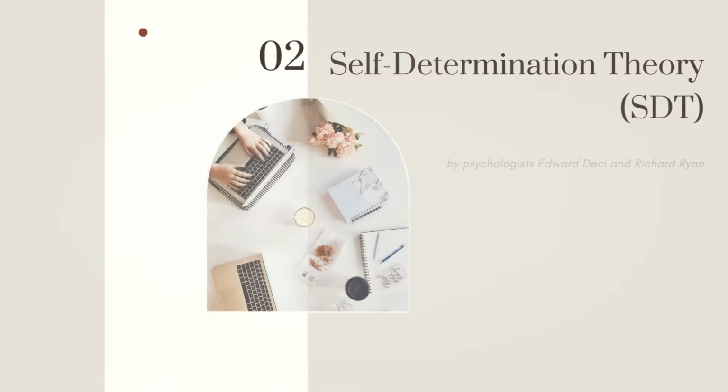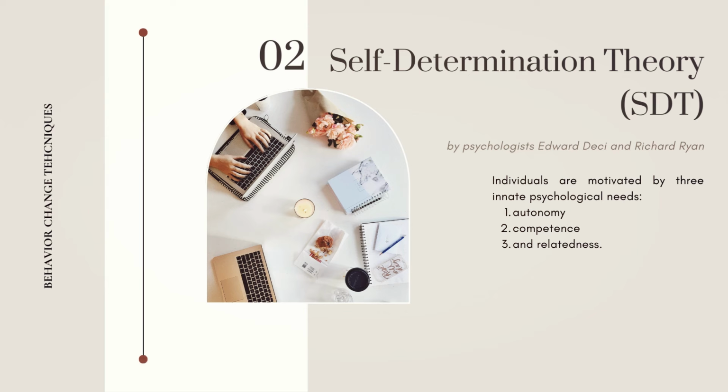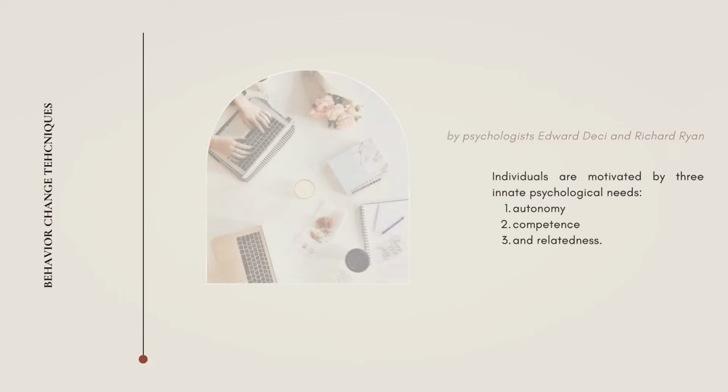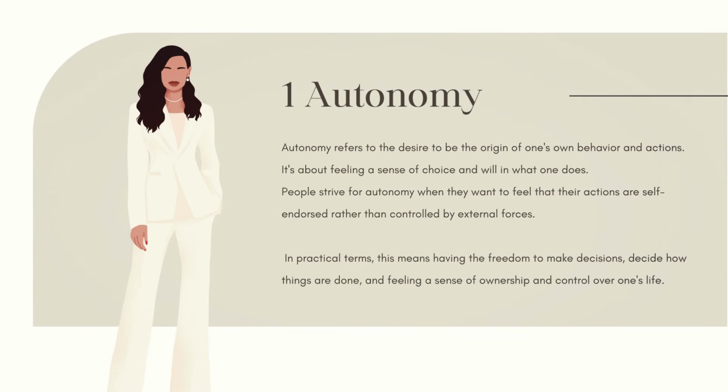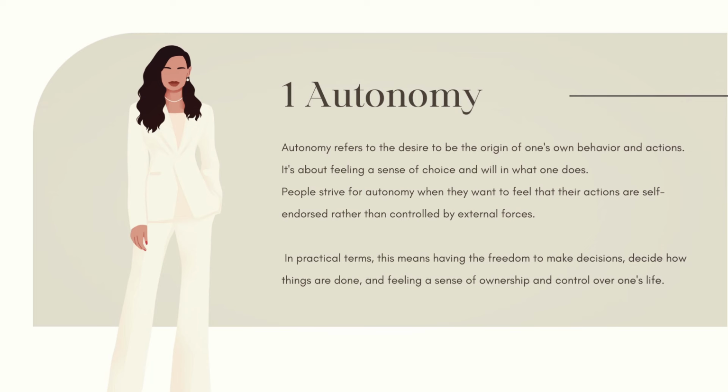Number 2 is self-determination theory, which explains that we are motivated by 3 basic psychological needs: autonomy, competence, and relatedness. Now, let's define all 3 of them. Autonomy refers to the desire to be the origin of one's own behavior and actions. It's about feeling a sense of choice and will in what one does. People strive for autonomy when they want to feel that their actions are self-endorsed rather than controlled by external forces.